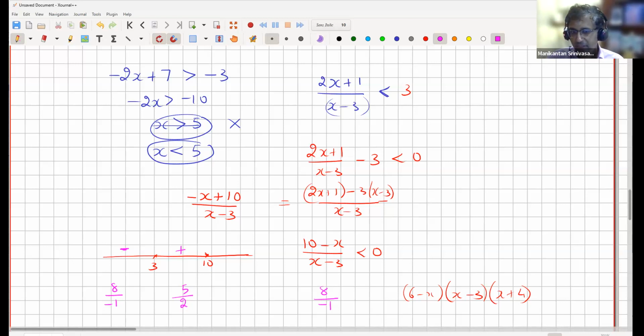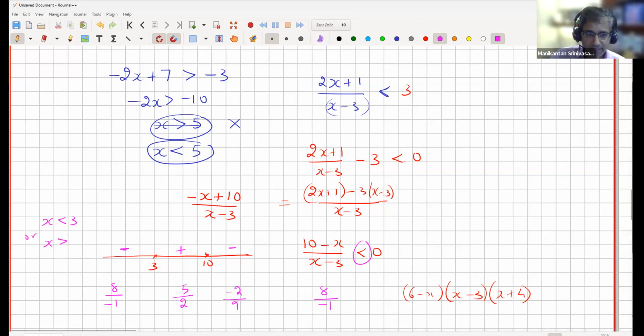And if it's beyond 10, let's say 12, 10 minus 12 is minus 2, and 12 minus 3 is 9. Therefore, it's negative. So the region that we want is when this is less than 0. Therefore, we conclude by saying x should be less than 3 or x should be greater than 10.